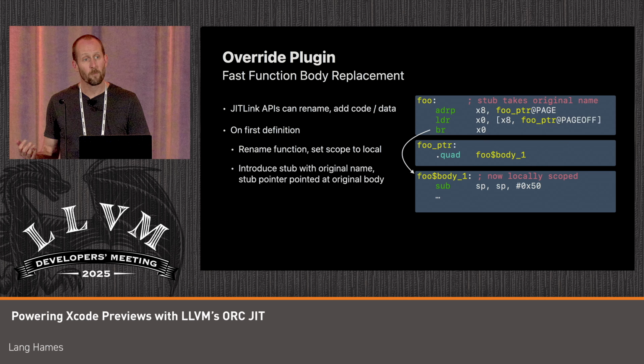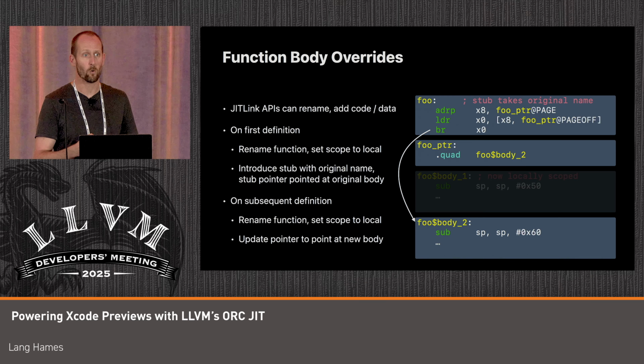So if we want to replace this function body, either at runtime or at process launch, we can load a second definition. That gets renamed to ensure that it doesn't clash, and we just update the function body stub. Now, it's out of scope for the previews JIT to decide when this is safe. We punt that to our clients, and they have a way to know whether they can replace a function on the fly while the program is still running, or whether they need to do a process restart. But this is very easy to express with the APIs that are already in tree in LLVM.